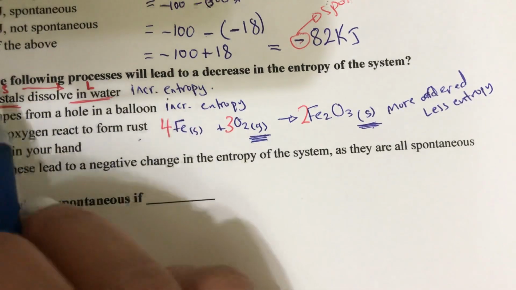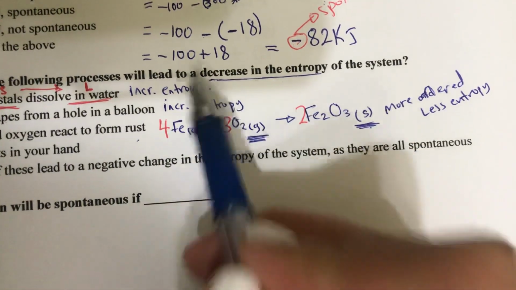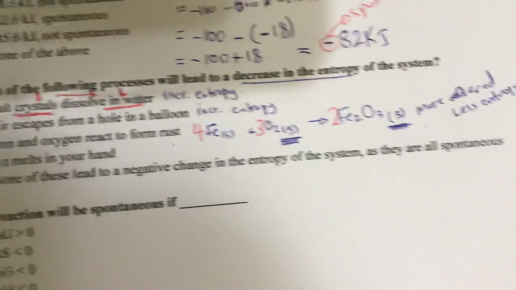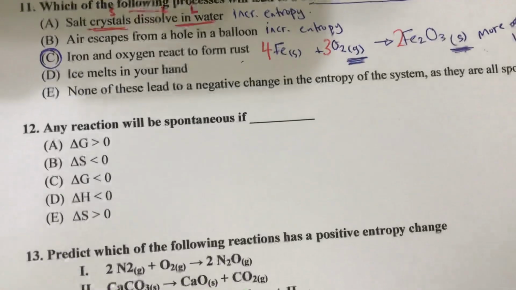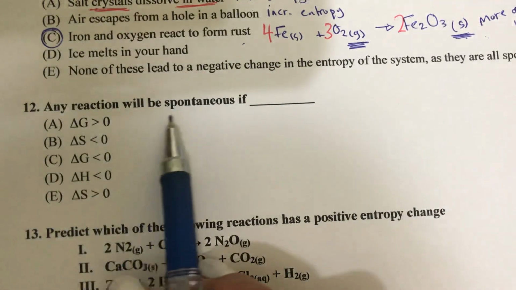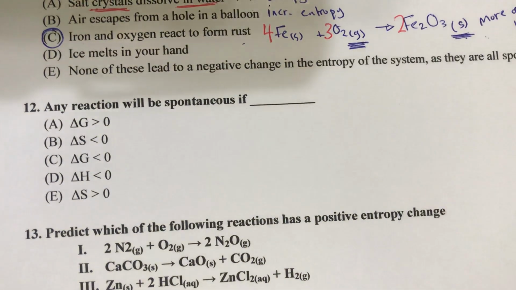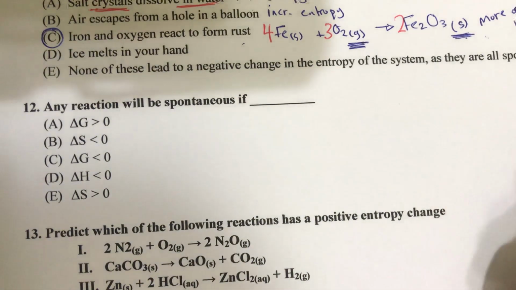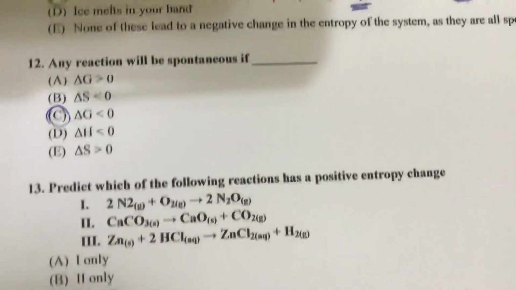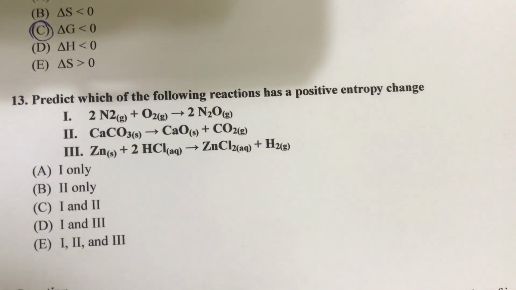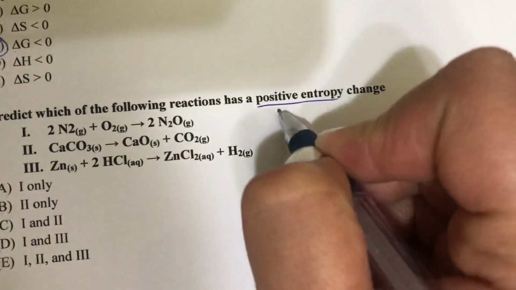So the question asks which of the following processes will lead to a decrease in entropy. So this is the correct answer. Now question 12. Any reaction will be spontaneous if we talk about Gibbs free energy when it's negative. So the reaction is spontaneous when delta G is negative. Now question 13. Predict which of the following reactions has a positive entropy. Positive entropy means increasing entropy.